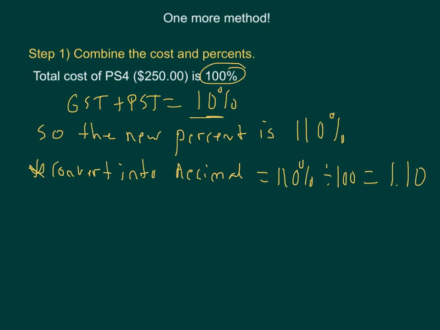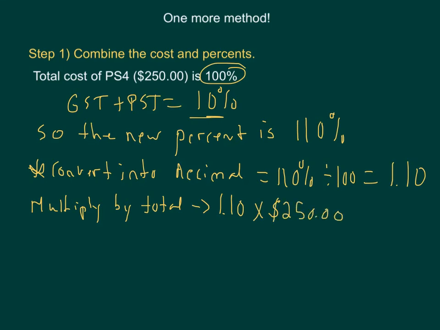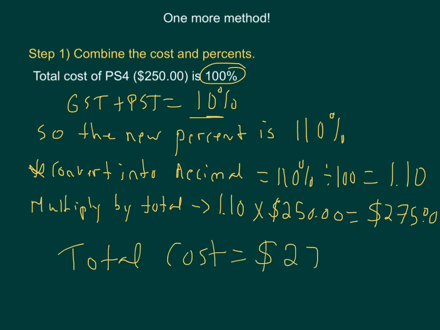We're going to multiply by the total. And that means we're going to go 1.10 multiplied by $250, which is going to give us $275. Oops, there should be another 0 in there. So our total cost ends up being $275. So all three methods got us the same place.